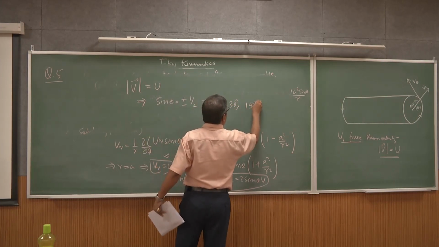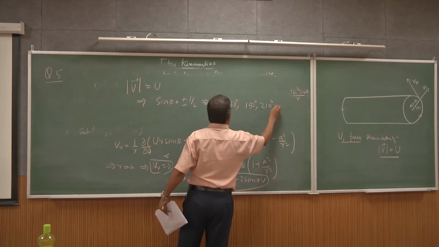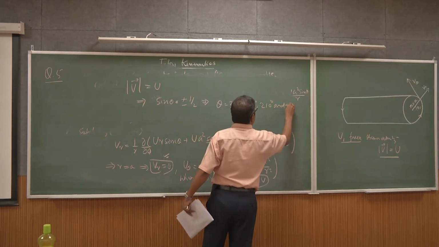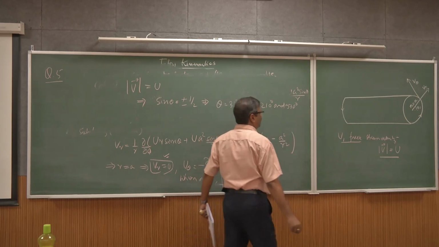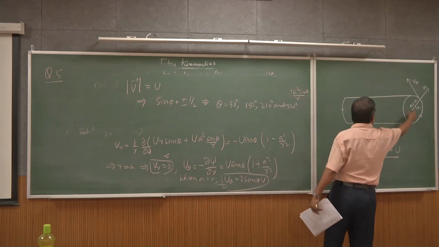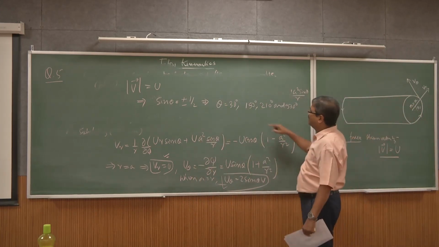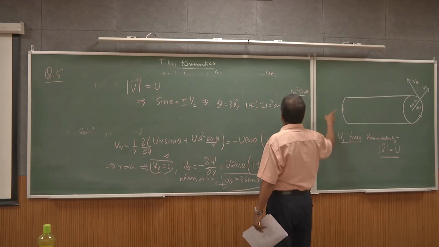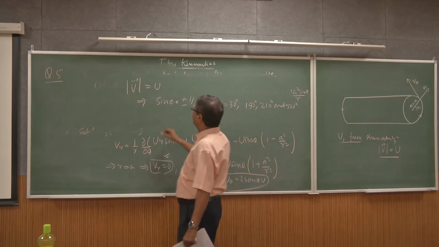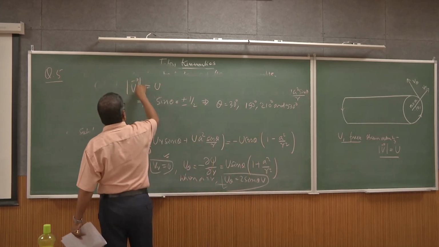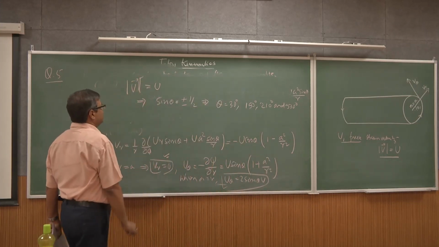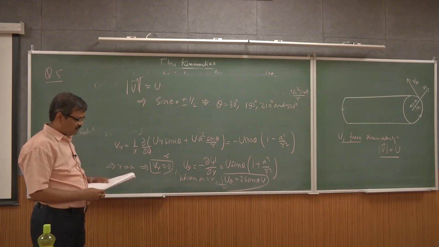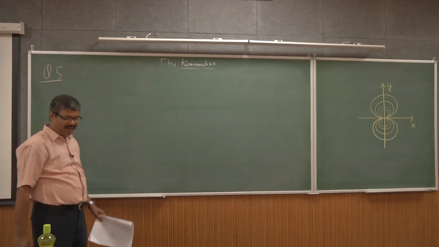150 degrees, 210 degrees and 330 degrees. So, you can see that you will have theta equal to 30 degrees, then 150, 210 and 330 degrees, where the magnitude of your resultant velocity will be equal to the free stream velocity, which is very interesting.